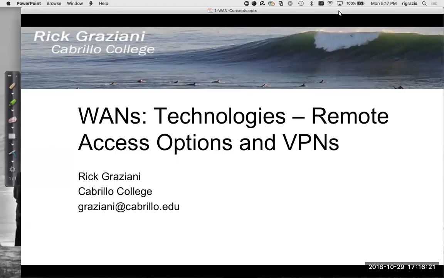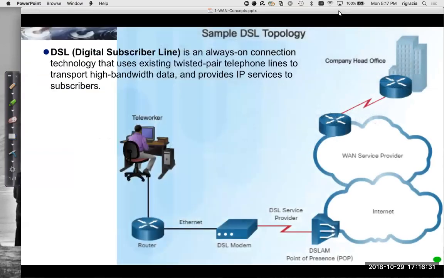Hi, in this video, we're going to take a look at some remote access options and a little bit about VPNs. One of the more common ways that we can remotely access the internet, and really what we're talking about is remotely accessing the internet or the company office from home or from some kind of remote site, is DSL.